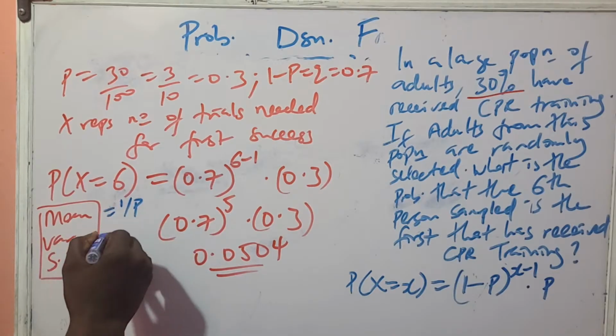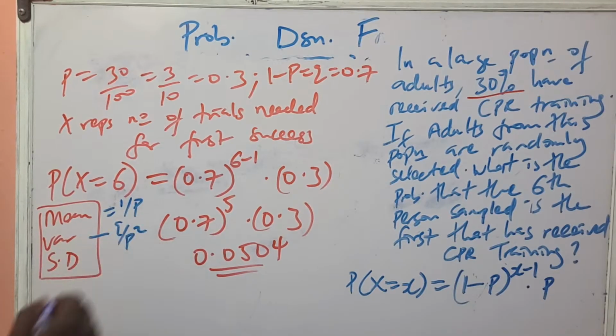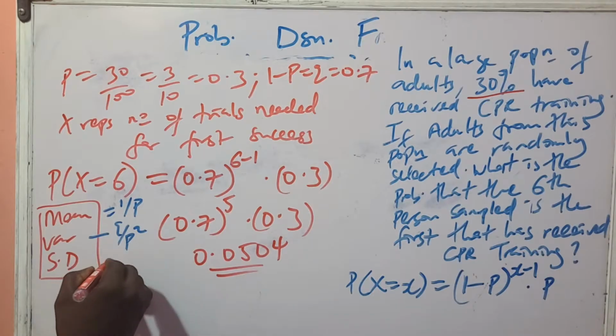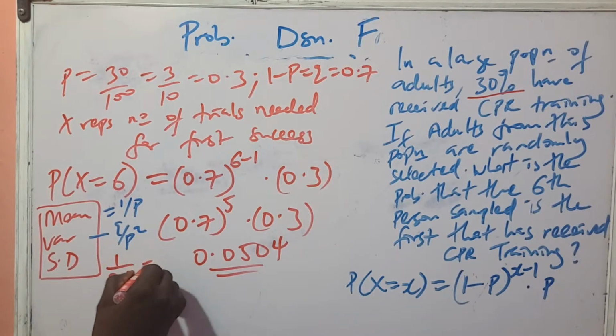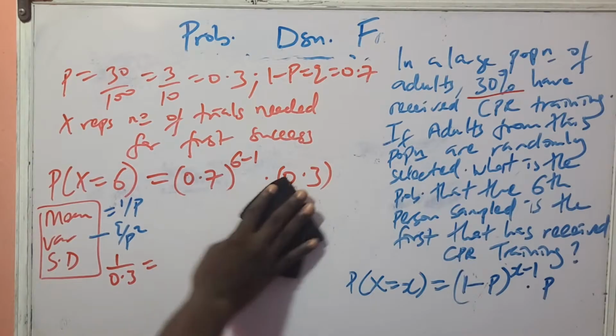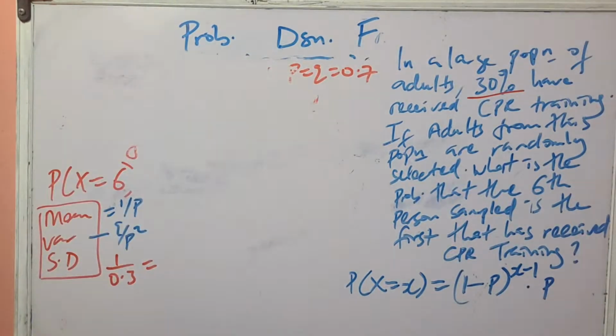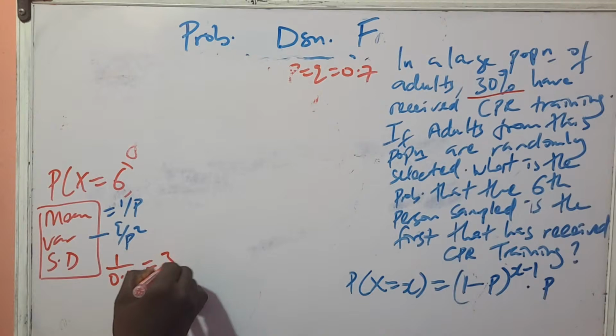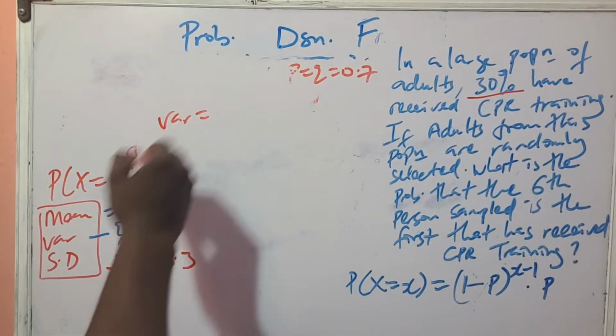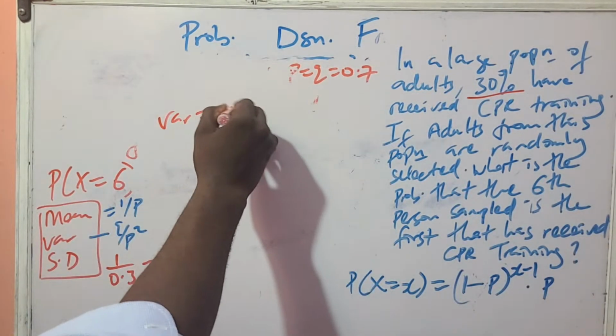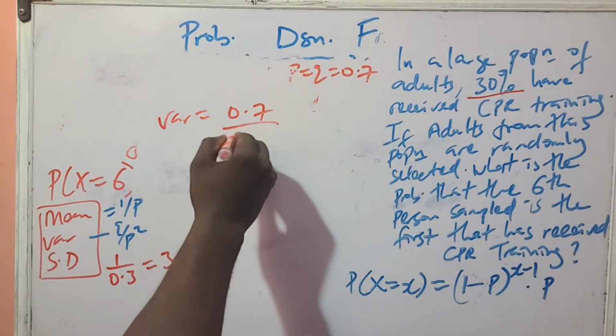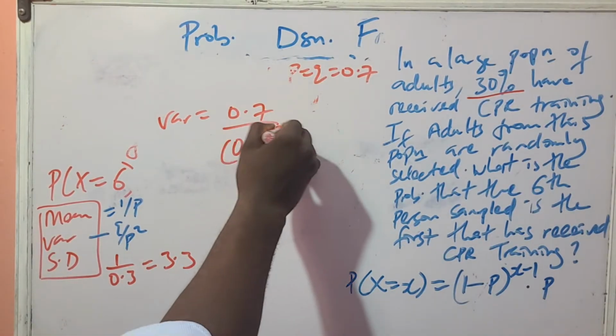The variance is what? q over p square. The standard deviation will obviously be the square root of whatever the variance is. So you have your p to be 0.3. So that means the mean will be 1 over 0.3. And that gives you a value of what? 3.3, right? 3.3, obviously.